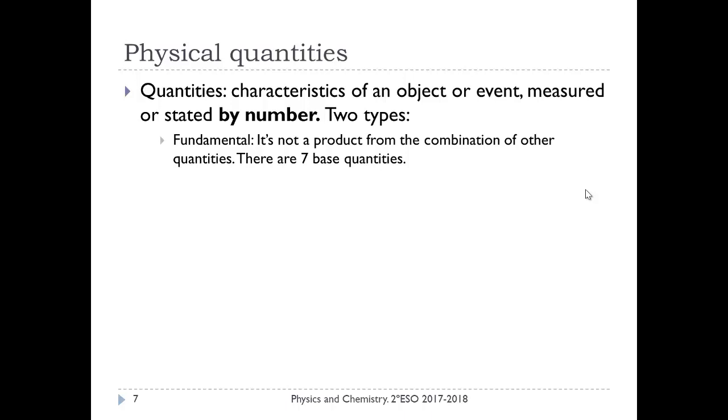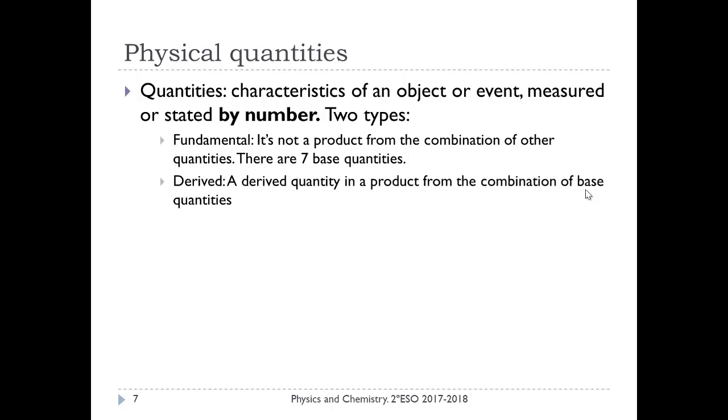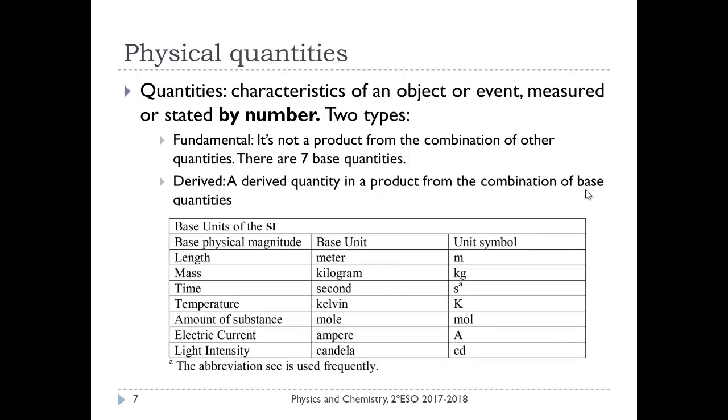The first one, which are fundamental, are not the product from the combination of other quantities. And we have 7 base, or fundamental, quantities. And then we have the derived quantity, which comes from the combination of 2 or more fundamental quantities. In this table, we can see the 7 base quantities and the units in the SI system.